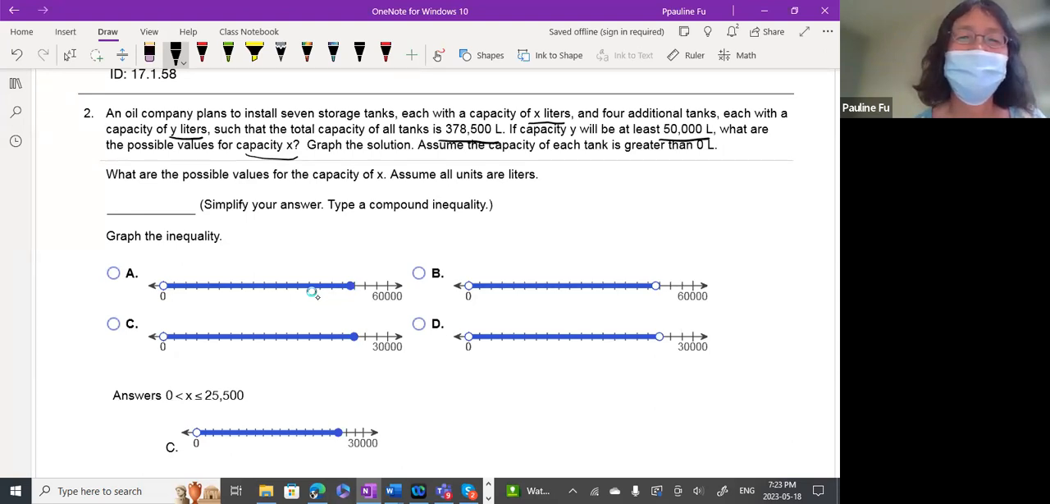So you have 7 storage tanks, each with capacity X, then you have 4 additional tanks with capacity Y. So Y should be at least 50,000, because the capacity will be at least 50,000. So your possible Y will be at least that. So what is the question here? The question is, what are the possible values for X?